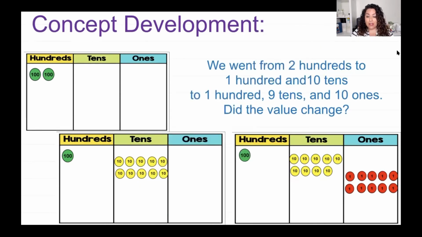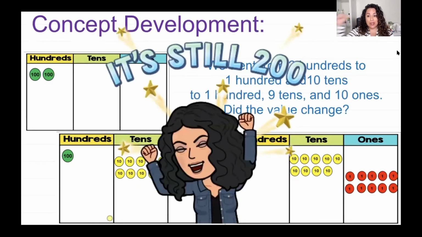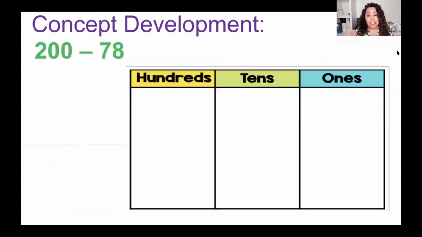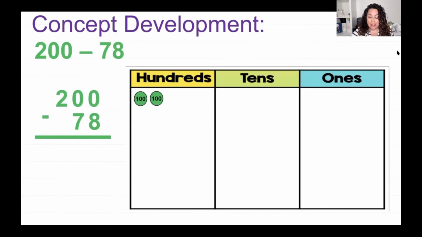They are all still 200. So I wrote 200 lots of different ways, and we're going to use that knowledge to solve our next problem. 200 take away 78. So the first thing I have to do is write it in the vertical form. So here it is, and I am going to go ahead and put my 200s down.